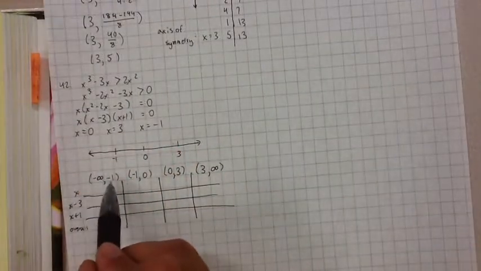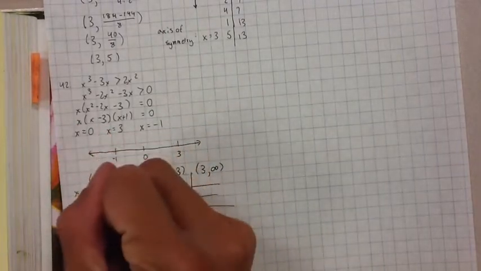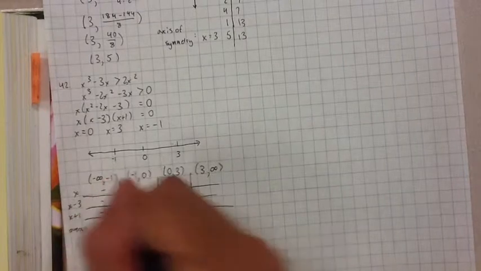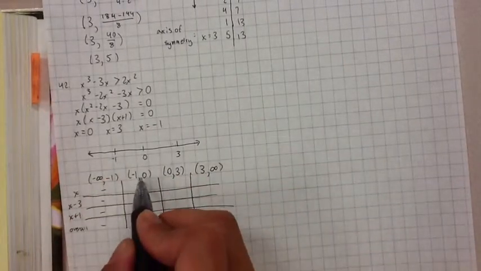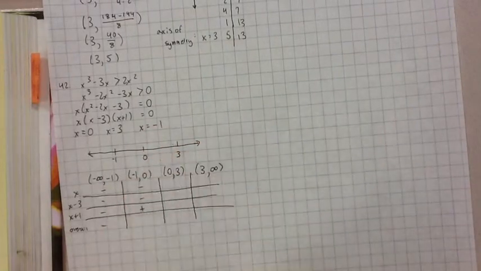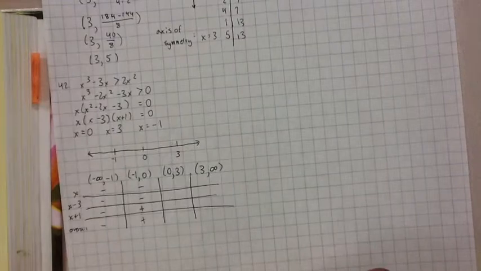If I plug in something in this range, a negative 2 for instance, this will make this a negative, a negative, a negative. 3 negatives multiplied together, if you plug them in, make a negative. Plugging in, let's say, negative 1/2. This is still negative, this is still negative, this becomes positive. Negative times negative is positive times positive. We have a positive here.